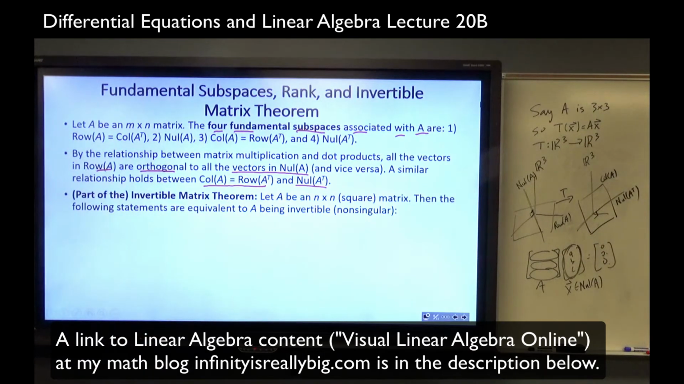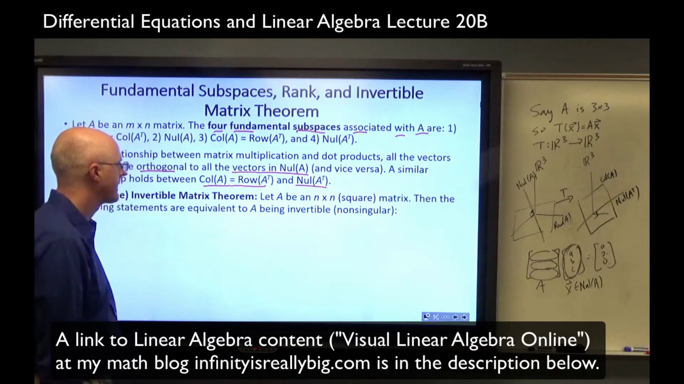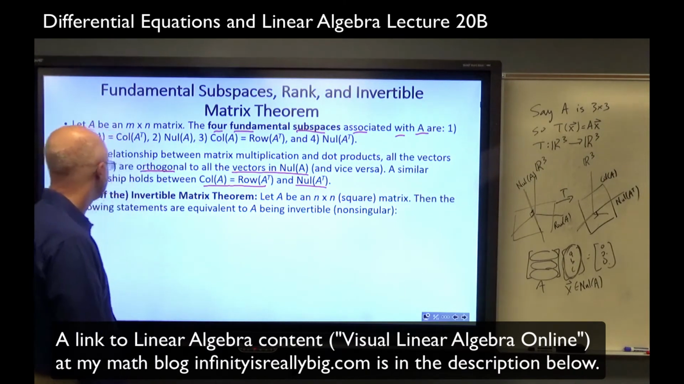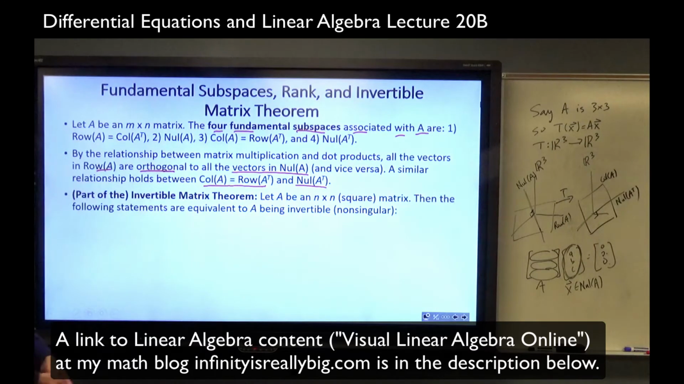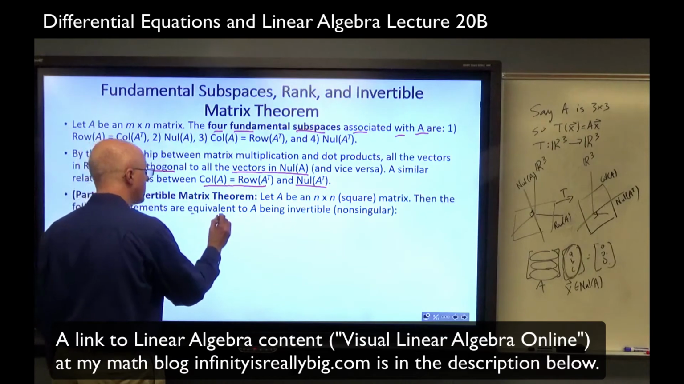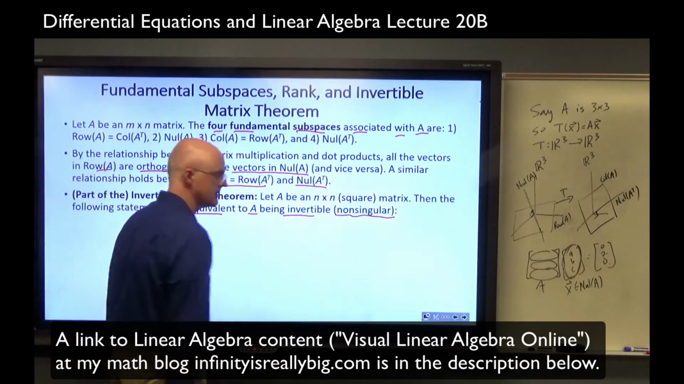Another important theorem is the invertible matrix theorem. This is just part of what can be said. You can say even more than what I have here. Let A be an n by n, in other words, square matrix. Then the following statements are equivalent to A being invertible. I'm going to have a list of statements here. They're all equivalent to the condition of A being invertible, which I also call non-singular.